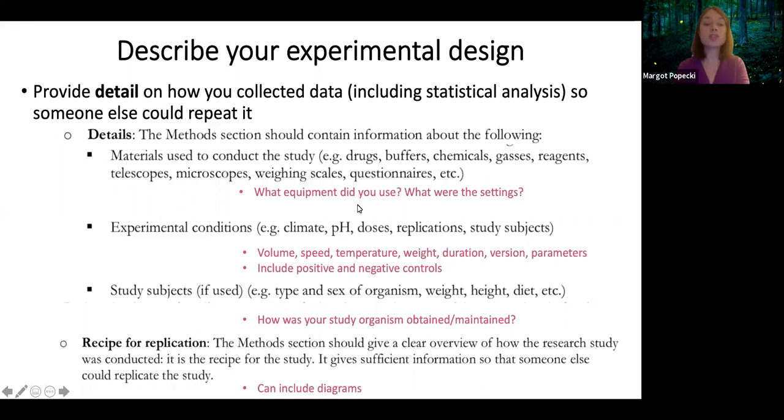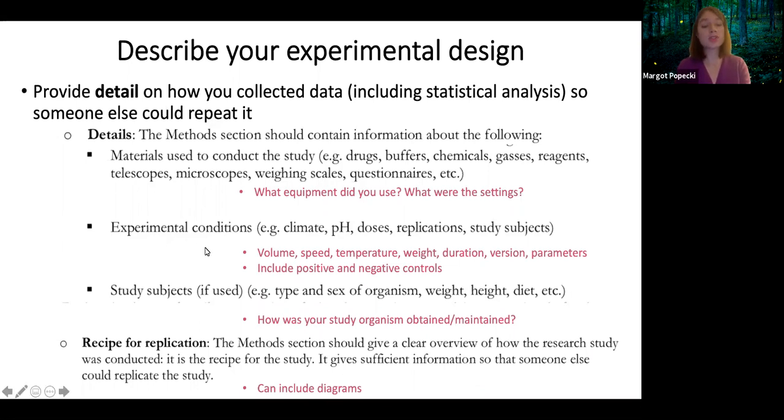So in addition to describing what equipment you used, also describe the settings. So for example, if you vortexed a sample, did you vortex vigorously or lightly? It's important to make this distinction because it could have a significant impact on the outcome.